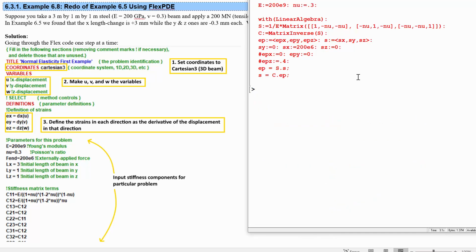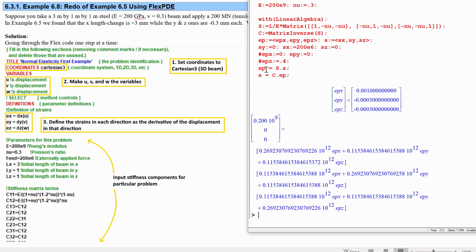And we don't know what the strains are, and we want to know what those are. We can get the strains more easily by using the compliance matrix in the Maple formulation, which just tells us directly what these strains are. This is something we calculated earlier. All right, well, what about in FlexPDE? This is a problem where it's really overkill to even use FlexPDE at all. How do we reproduce these strains in that?